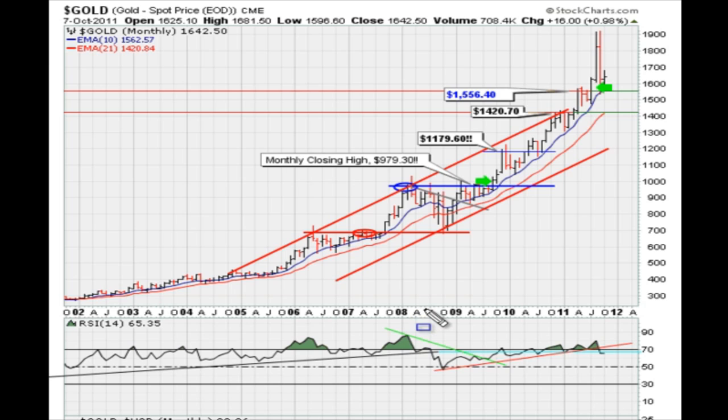Now, you'll notice one of the reasons why gold has been on fire is because of this green line here, connecting that RSI high and that high right there. Let me take that off so you can see it. Once we move above that, it's a significant breakout, because it's connecting to a significant high.